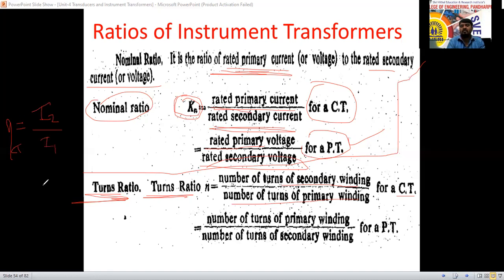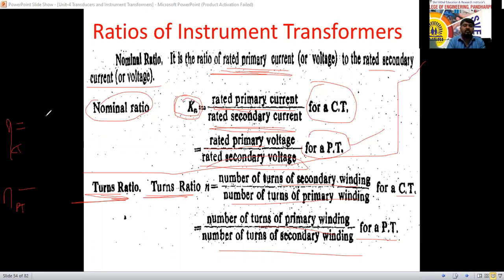I2 by I1. For the potential transformer turns ratio, it is the number of turns of the primary winding to the number of turns of the secondary winding. So that is N PT, we are going to call turns ratio. Turns we are representing as N here. That is V1. Sorry, just a minute. N1. This is completely wrong. Just a minute. I1, I2 should not be used. N1, N2 have to be used.